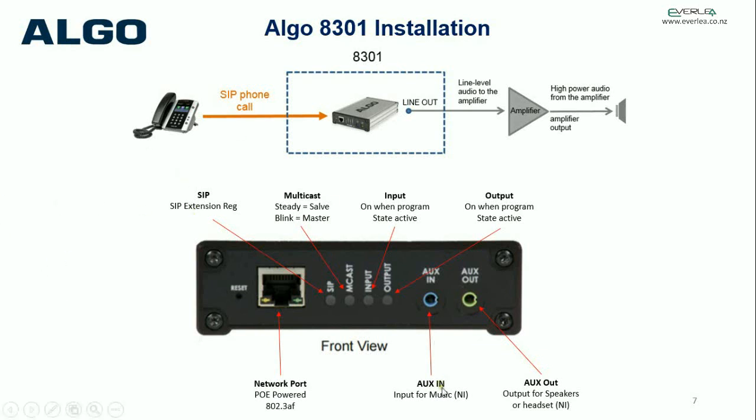Down the bottom here, we've got our aux in. That's where we are putting in inputs such as background music, not music on hold, so that the Algo will allow you to play music through into the standard analog amplifier, and/or if you've got multicast and/or zone paging on with voice over IP endpoints, it will also play music through there.